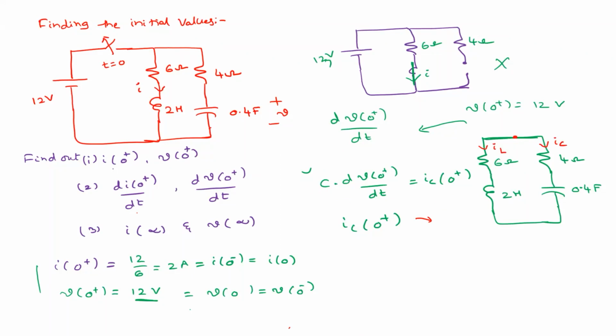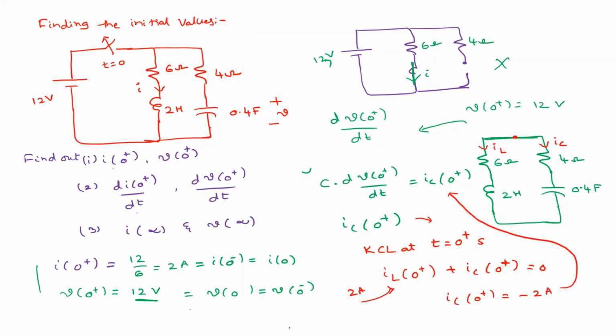Now the question is, if you apply KVL or KCL at t equal to 0 plus seconds, what is the equation? Both are outgoing currents, so IL of 0 plus plus IC of 0 plus is equal to 0, agree? What is the inductor current at 0 plus? It is 2 amperes. Therefore IC of 0 plus is minus 2 amperes, right?